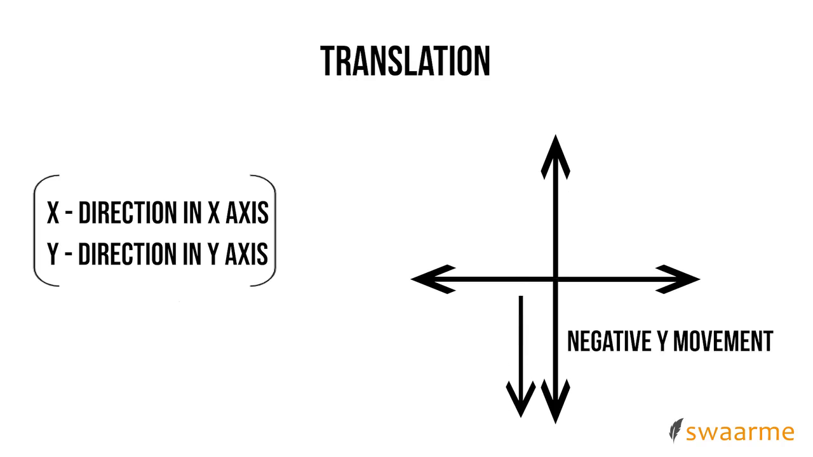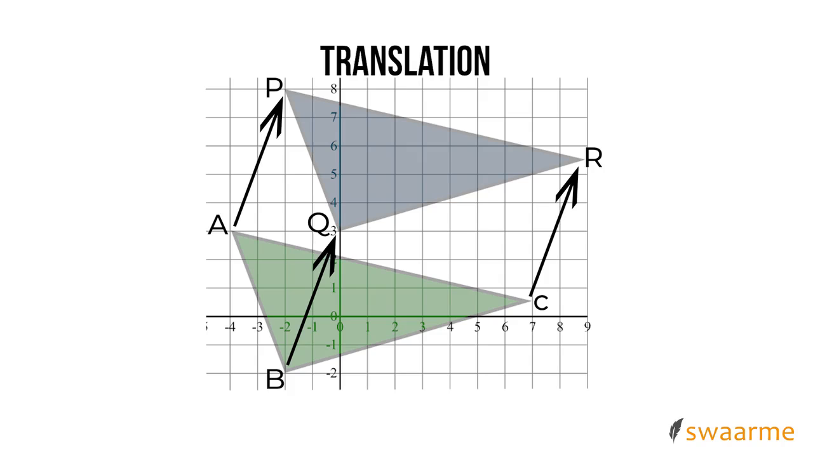Going back to our example, we can see that point A is translated from point (-4, 3) to point P that's located at (-2, 8). Similarly, point B is translated from (-2, 2) to point Q at (0, 3), and point C is translated from (7, 0.5) to point R at (9, 6.5). Therefore, all points are translated by 2 steps in the X direction and 5 steps in the Y direction. Therefore, the translation can be denoted as (2, 5).